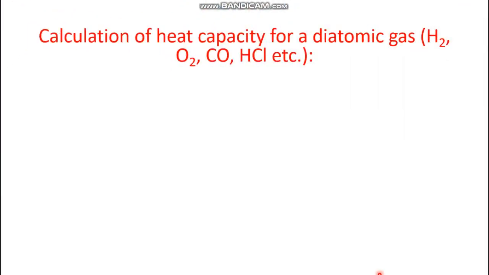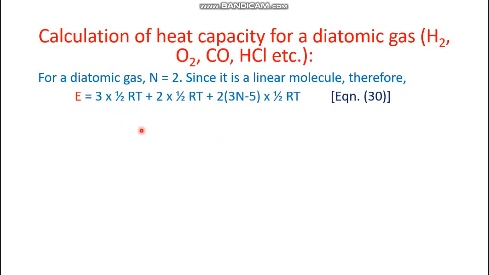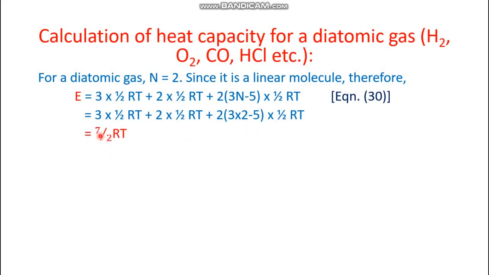Now for a diatomic gas, by default any diatomic gas is linear in nature. Therefore for a diatomic gas, the energy expression should be borrowed from equation number 30. It is 3 into half RT plus 2 into half RT plus (3N minus 5) into half RT. Now, for a diatomic molecule, the value of N is equal to 2. So let's put 2 in place of N, and this way we get the next expression, and by adding we get the value 7 by 2 RT.